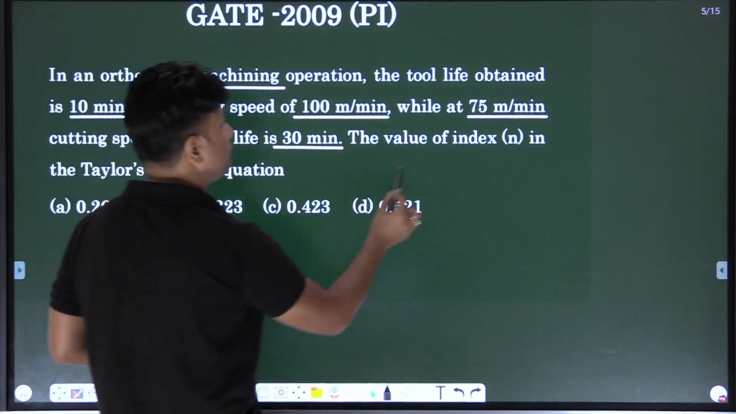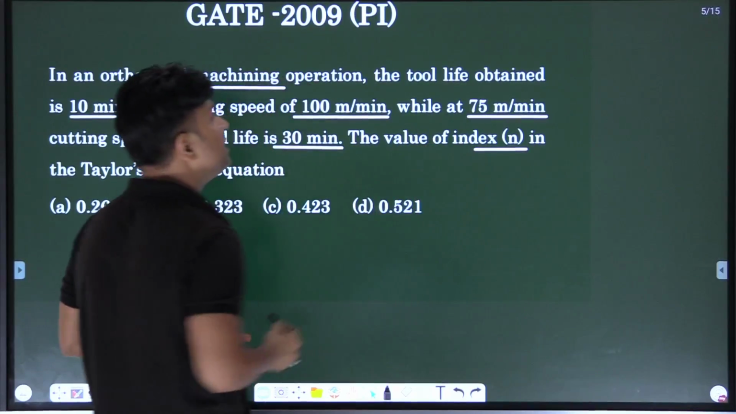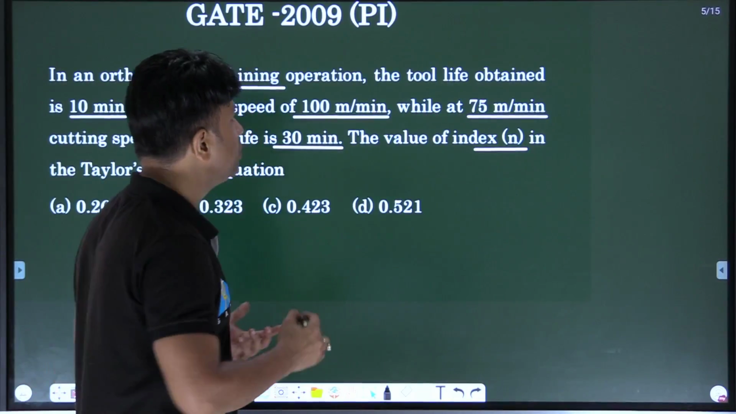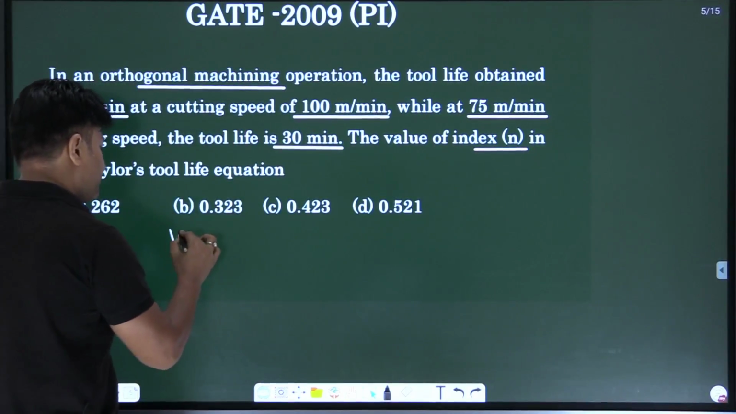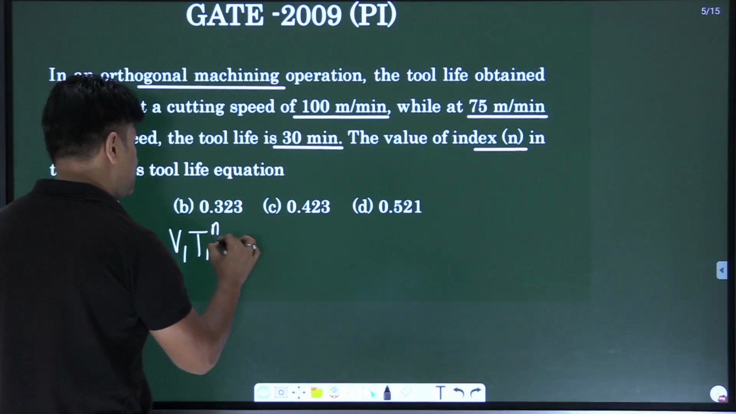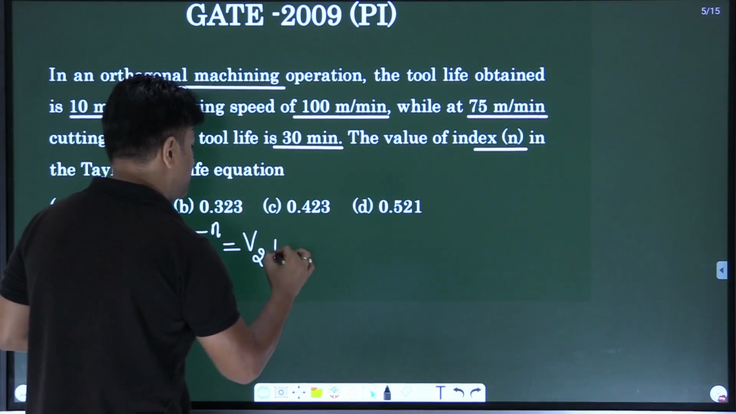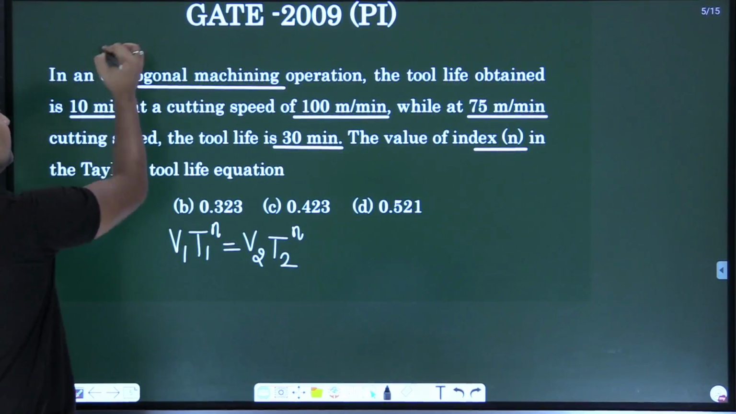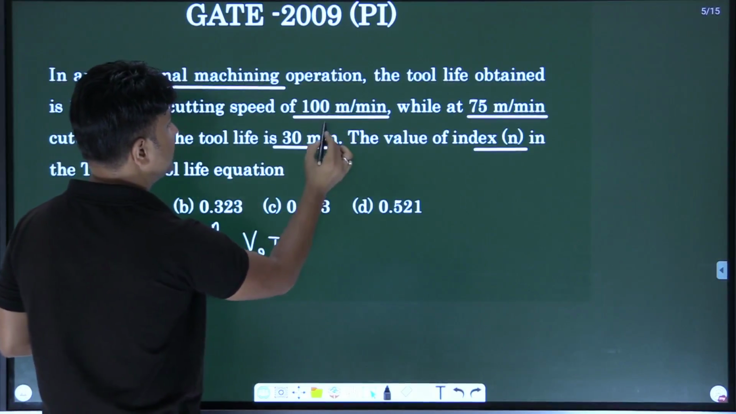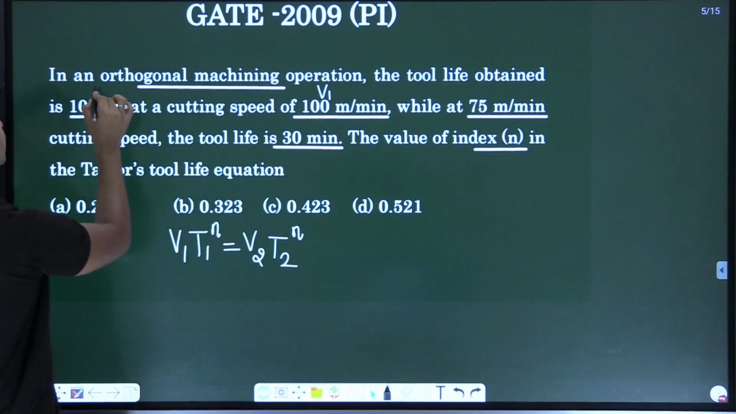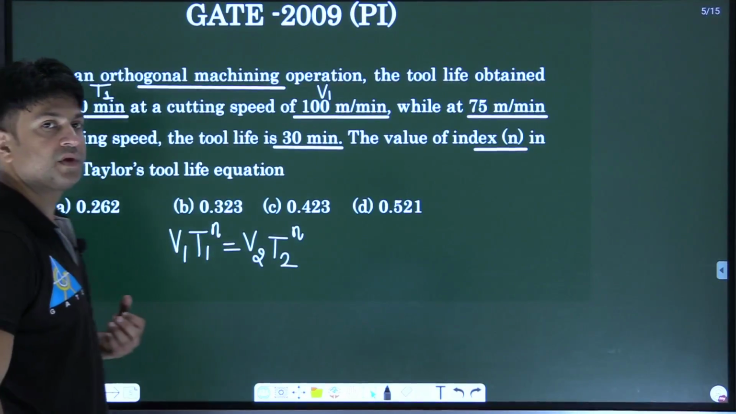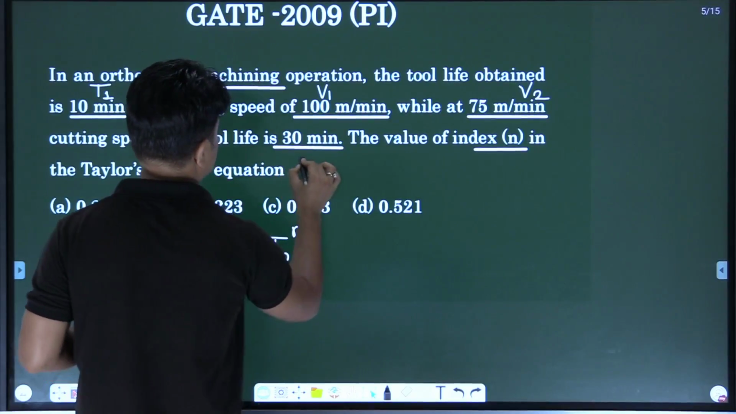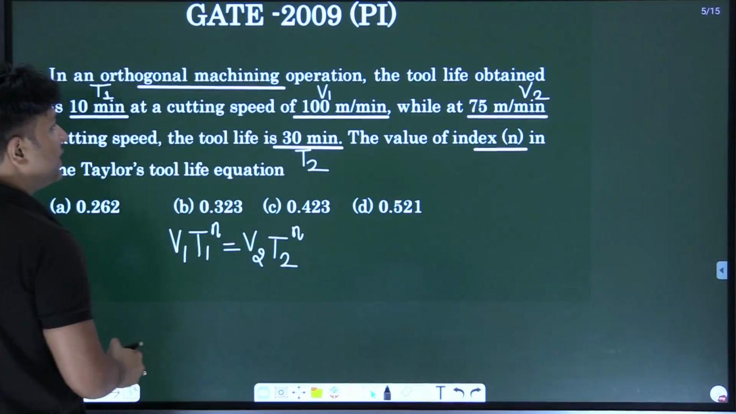Now, you have to find the index value N. Here, the cutting condition and the tool are the same. So, what can you write? You can write that V1 T1 to the power N equals V2 T2 to the power N, right? Here V1 is the first condition, and this is T1. This is V2 and this is T2.